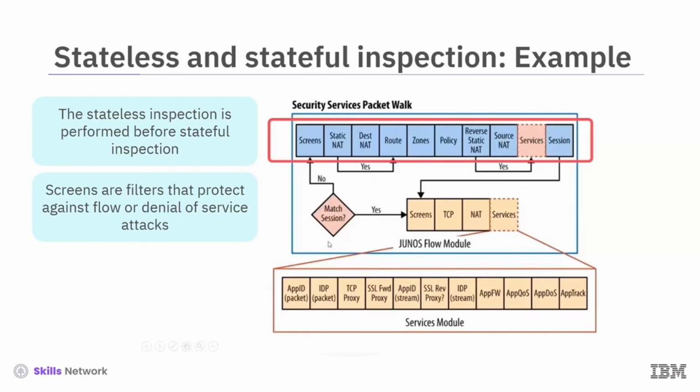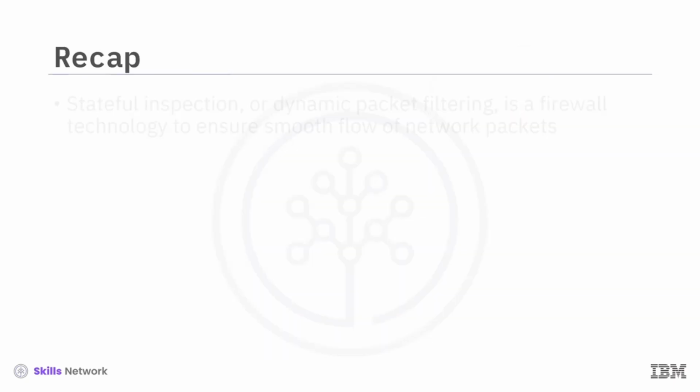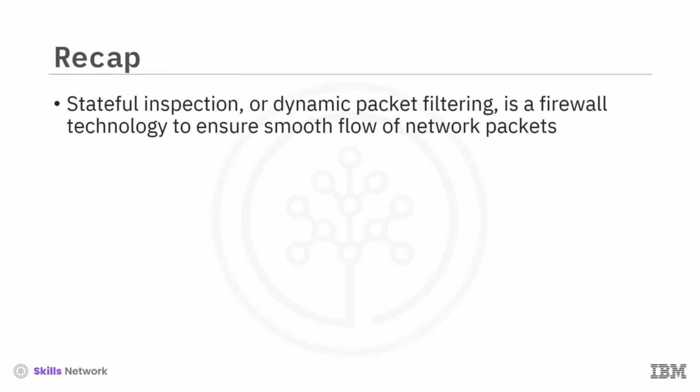So you can see when an incoming packet doesn't match an existing session, the path through the firewall is longer. Similarly, if the packet matches an existing session, its path is shorter because the firewall already knows what this packet can do. In this video, you learn that stateful inspection or dynamic packet filtering is a firewall technology to ensure smooth flow of network packets.